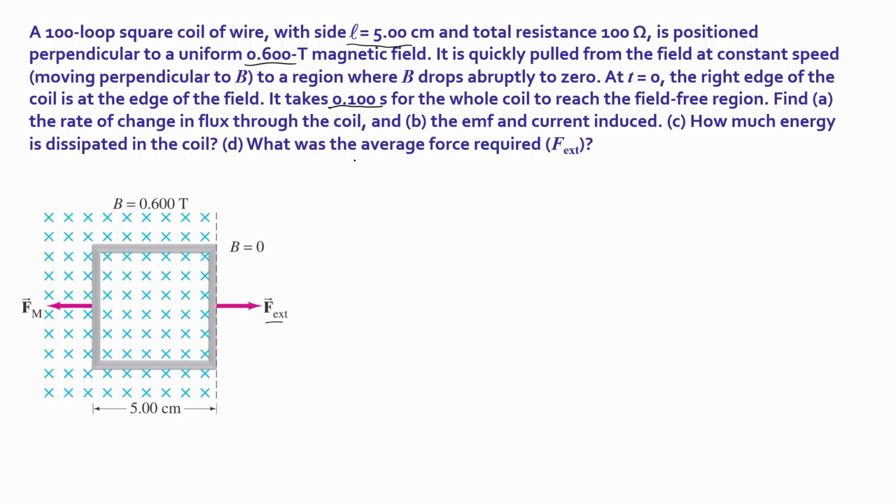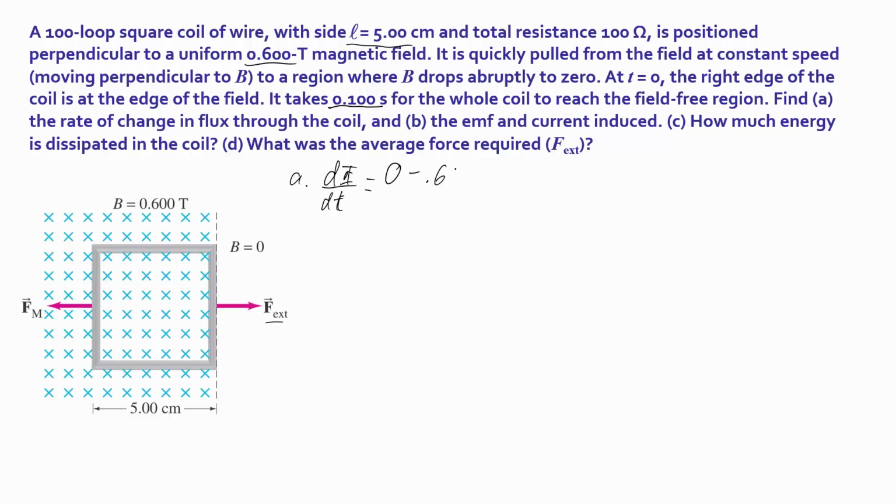Okay, so we need to find the initial flux. Again, here we're just finding the rate of change of flux for part A, not relating it to the EMF quite yet. So that's going to be final minus initial. Well, the final is when the whole loop is out of the field, so that is 0. The initial flux is going to be BA cosine theta, and theta is 0 once again.